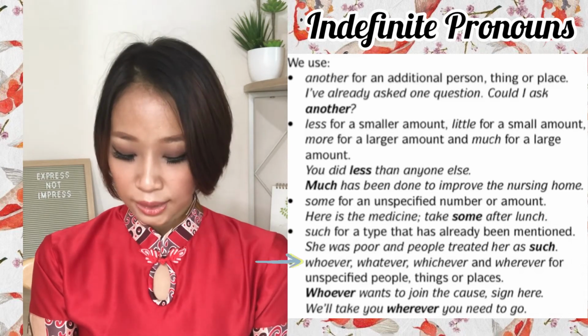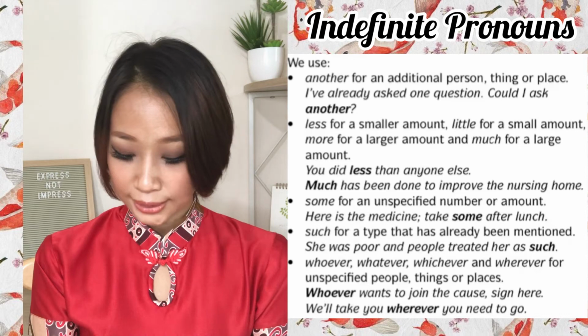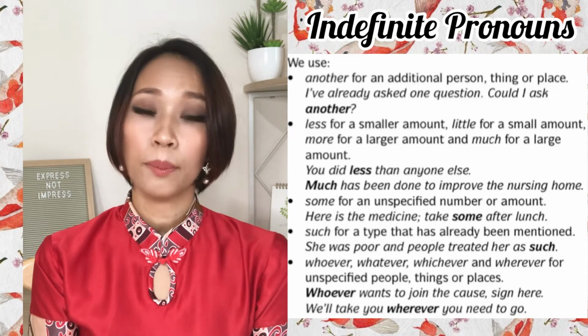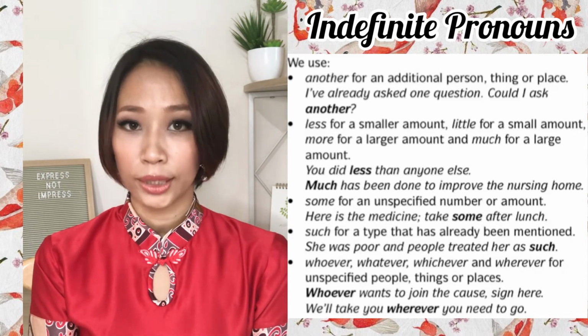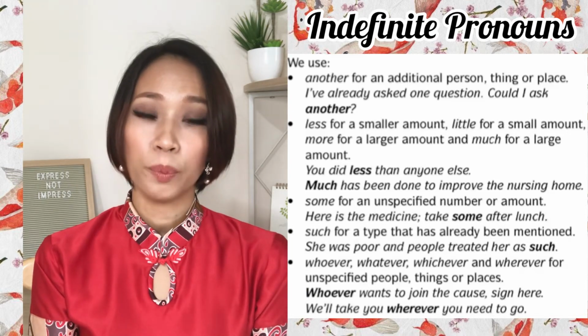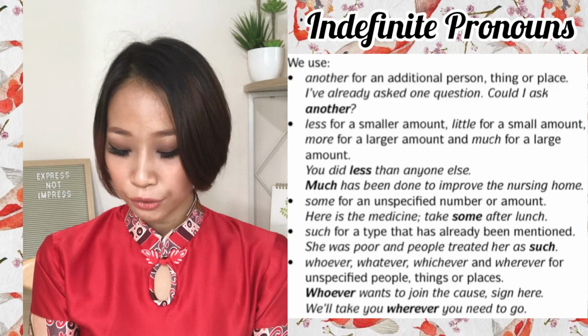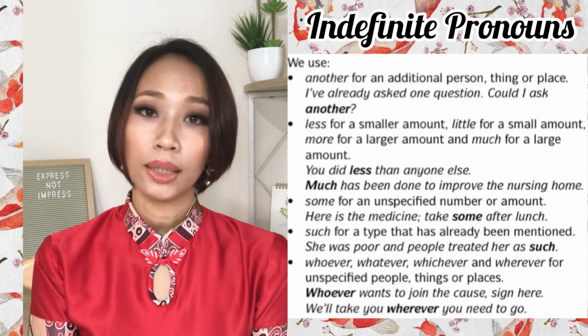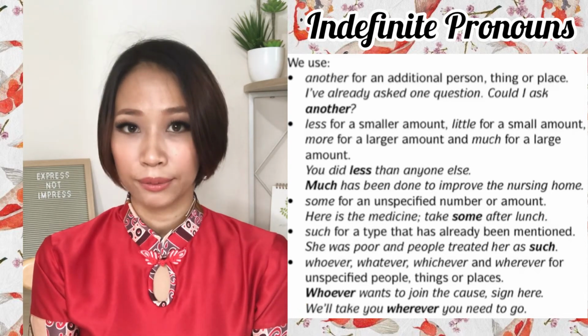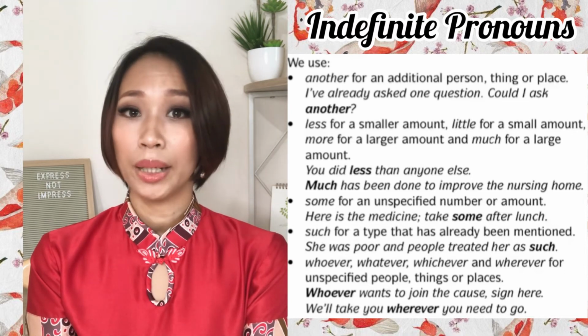We use whoever, sesiapa, whatever, apa-apa, whichever, mana-mana satu, and wherever, mana-mana, for unspecified people, things, or places. Untuk orang, benda atau tempat yang tidak ditentukan. Whoever wants to join the cause, sign here. Sesiapa yang mahu menyertai perjuangan ini, tanda tangan di sini. We'll take you wherever you need to go. Kami akan bawa awak di mana-mana sahaja awak mahu pergi. So, tidak kena cakap siapa boleh join, dan sini tidak kena cakap di mana mau pergi.